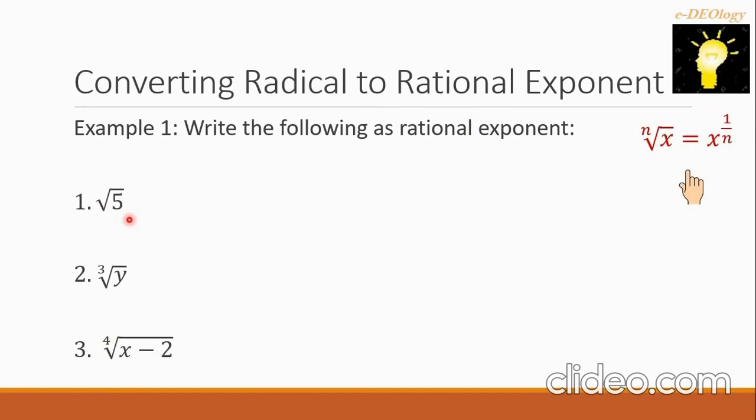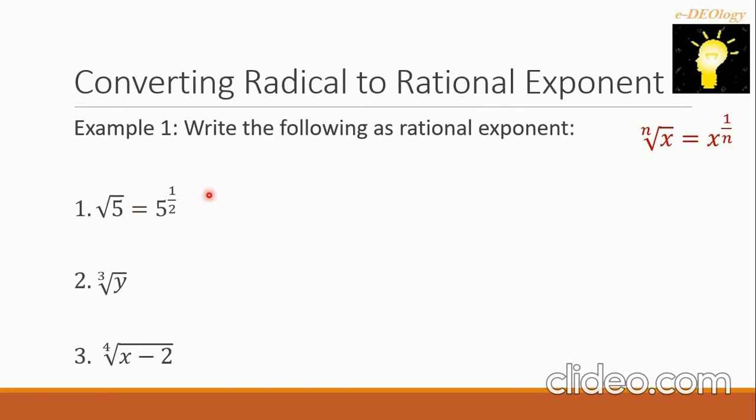The square root of 5 becomes 5 raised to the exponent 1 over 2. So we simply write the radicand, put it as the base, and then in the exponent we write the number 1 over the denominator. We will simply copy the index of our radical. In this case, there is no number, and if there is no number, it is understood to be 2. So the square root of 5 has an index of 2, so that 2 we will use as denominator. So the final answer here is 5 raised to 1 over 2.